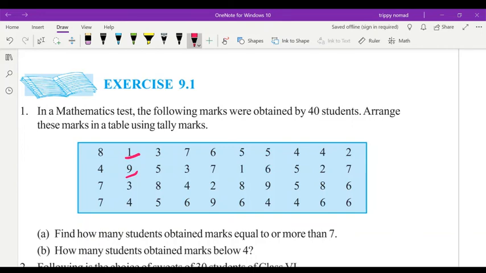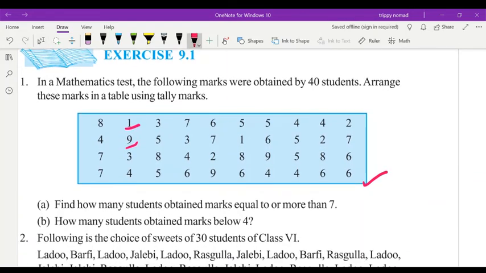Okay, so you have to do this table yourself, you have to complete it, then afterward you have to give the answers of A and B. This is your homework. So let us see. If you will not be able to do it, you will write in the comment box. Okay, I will give you the solution if you will not be able to do it.